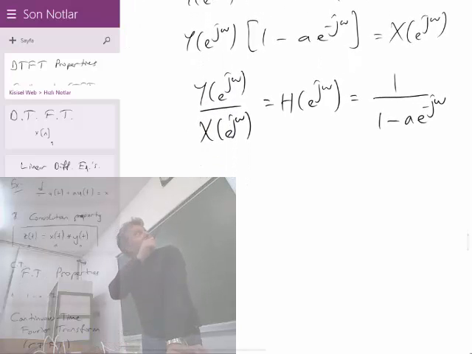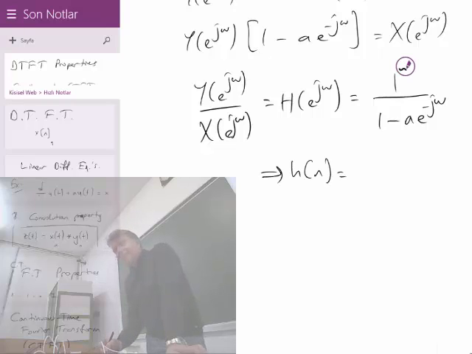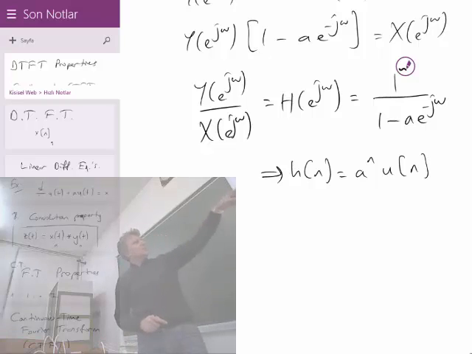What discrete time Fourier transform was that? What was the time signal corresponding to that? Do you remember that? It's a to the power n times u of n. The Fourier transform of that was the one at the top.